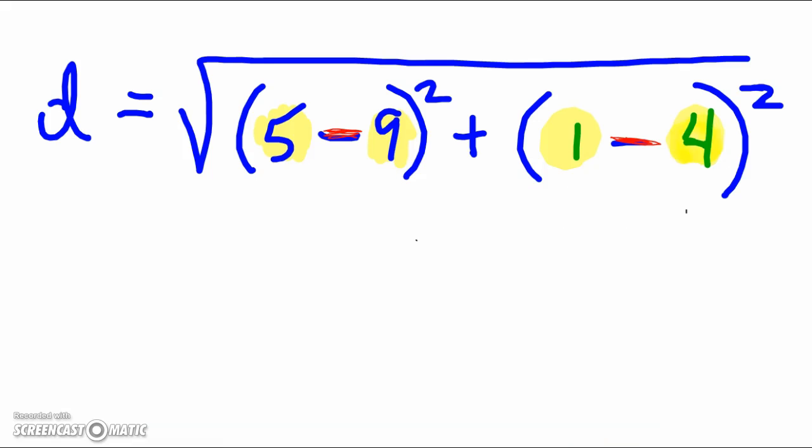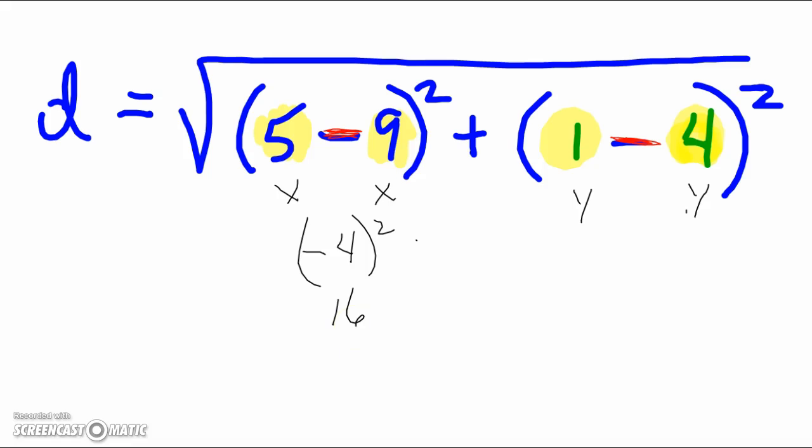Okay, so let's see how this works. We chose our x values from both ends of the line segment. We put in our y values from both ends of the line segment, and then this is what happens. 5 minus 9 is a negative 4, and of course that has to be squared. And a negative times a negative is a positive, and 4 times 4 is 16.